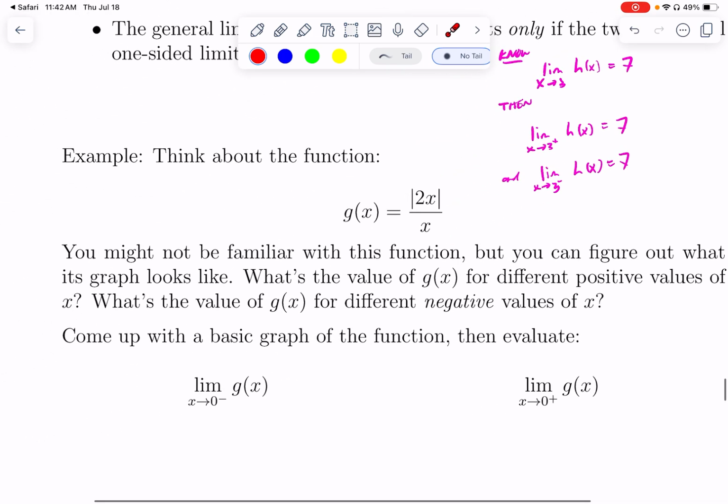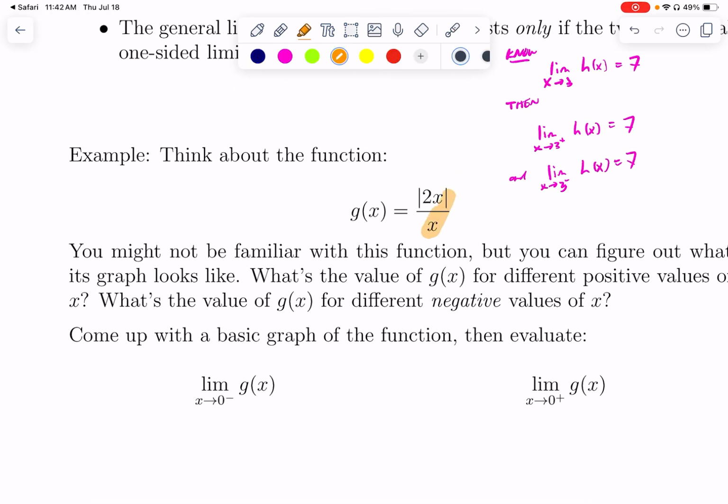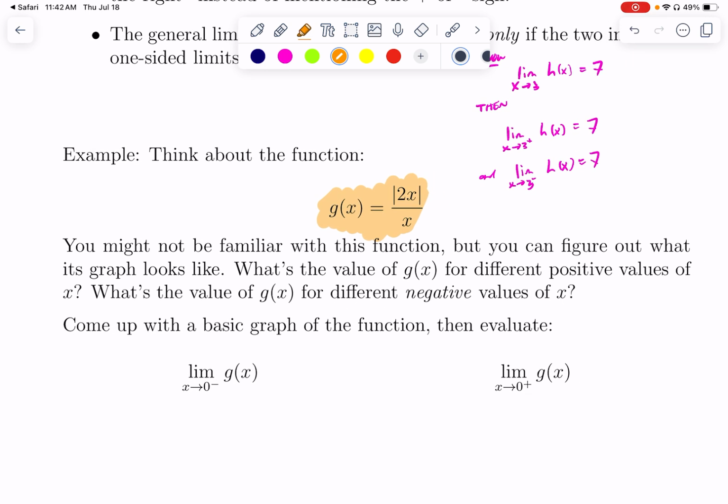So now let's look at an example. Think about this function, g of x equals the absolute value of 2x divided by x. And don't just reach for a calculator or a computer, actually plug in values. Pick a bunch of positive numbers, plug them in and see what happens. Pick a bunch of negative numbers, plug them in and see what happens. You will definitely notice a pattern. So then, once you understand that function, I want you to evaluate these two one-sided limits. Hit pause and actually try to figure this out.